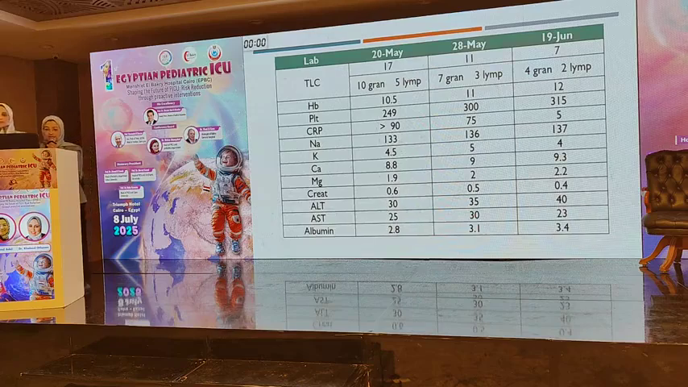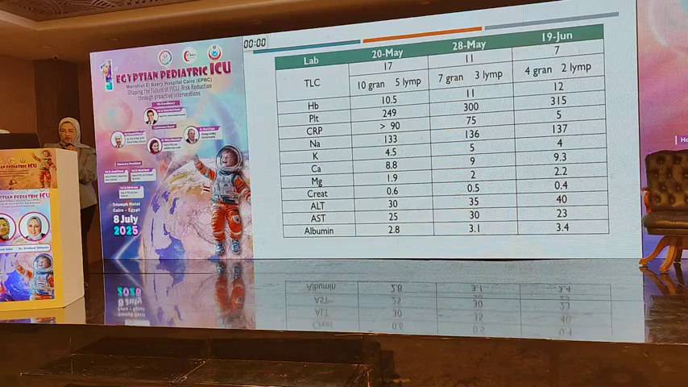This is the table showing the follow-up of the patient from day 20 of May to 13 June. There is improvement in TLC count from 17 to 11 to 7. As for the acute phase reactant, CRP was above 90, then 75, then 5. The other labs were within normal limits for the duration of the disease.